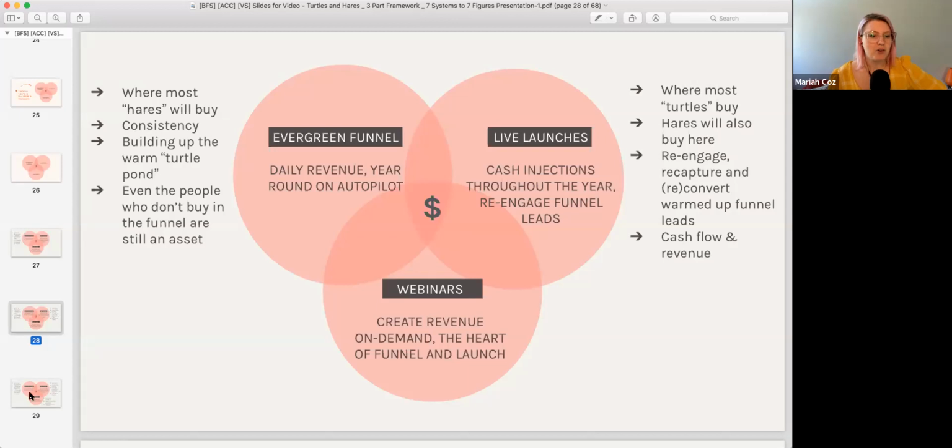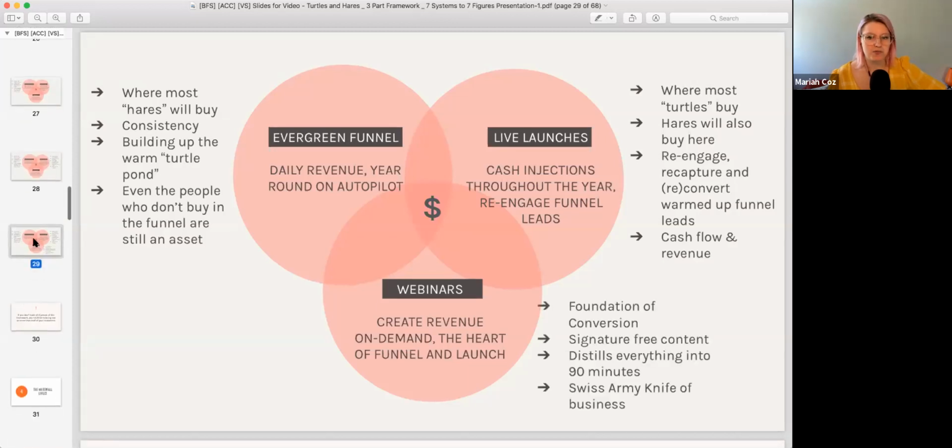And then we have webinars, the third part of this framework. So webinars are the heart of your funnel and the heart of your live launches. So you'll probably see how, like in an evergreen webinar funnel, we want to try to get people to watch the webinar, right? And the same in a live launch. If you're using webinars in your live launches, you definitely want to have webinars be really the core and the heart of your live launches, that you're driving people to your webinars during your live launch, right?